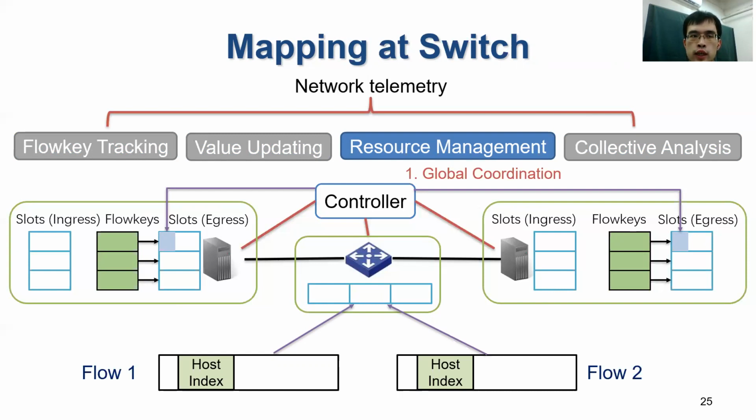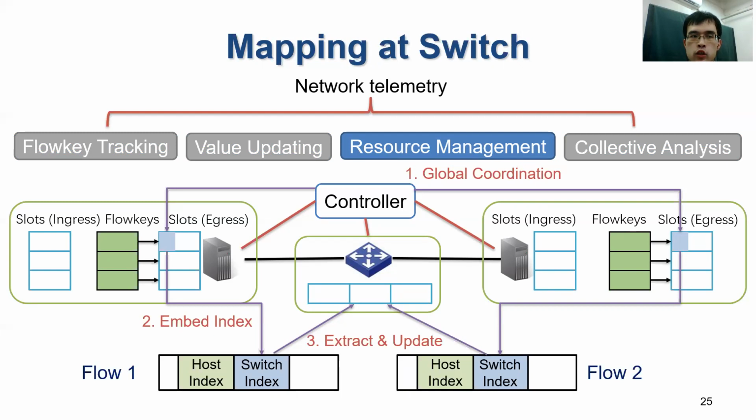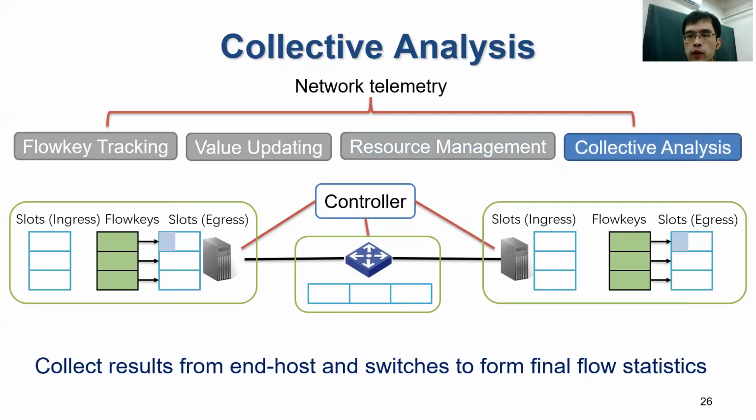And when the switch indexes are computed, they are recorded in the hash table in the source end host and also embedded in the packet header. Each switch extracts this index and updates the corresponding slots with the packet. And the final operation, collective analysis, is performed in the controller. It collects the results from all end hosts and switches to form the final flow statistics.